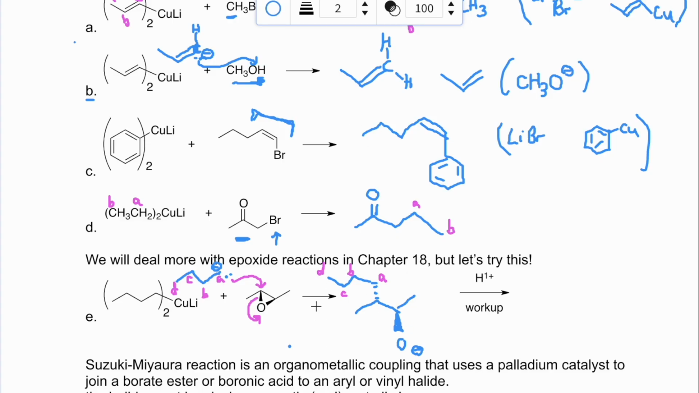Okay, so this is drawn a little bit differently than the one in the answer key, I was just realizing, but that's okay. This is also correct. The one in the answer key attacked the other carbon and opened the epoxide the other way. This is a symmetrical epoxide, so either one can get attacked here. So let's just keep with the one that we are doing.